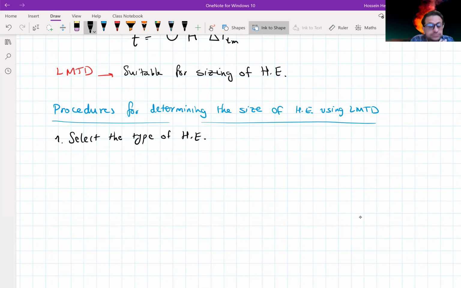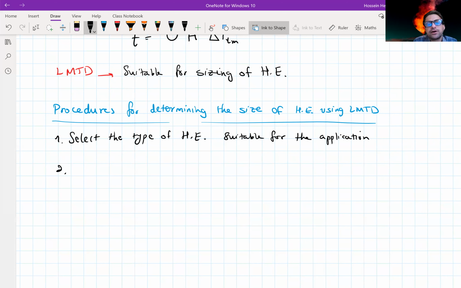the parallel flow, counter current flow, and different things. So we select the type of heat exchanger that is suitable for the application. Whether we have a stream of two liquids, or we have a stream of, let's say, hot gas, and then another one is a liquid. And depending on that, we select the type of heat exchanger that we want to work with.